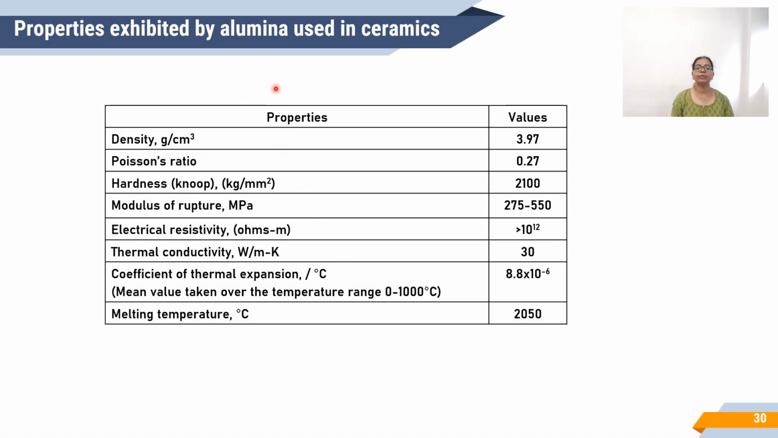The properties exhibited are a density of 3.97, Poisson's ratio of 0.27, Knoop hardness of 2100, modulus of rupture of 275 to 555, with very high electrical resistivity and thermal conductivity, and a melting temperature of 2050 degrees.